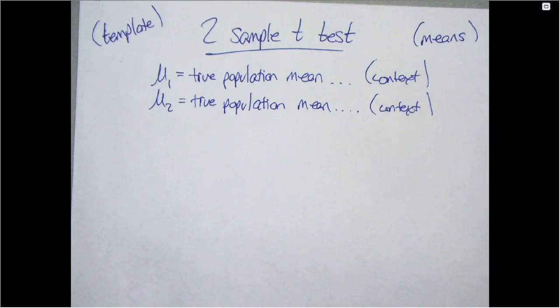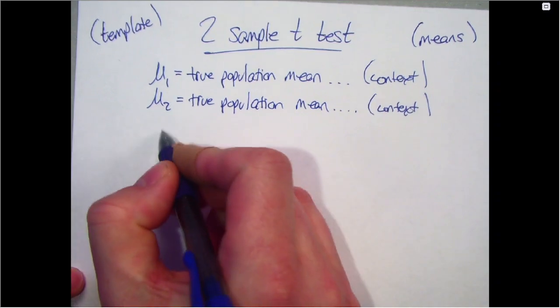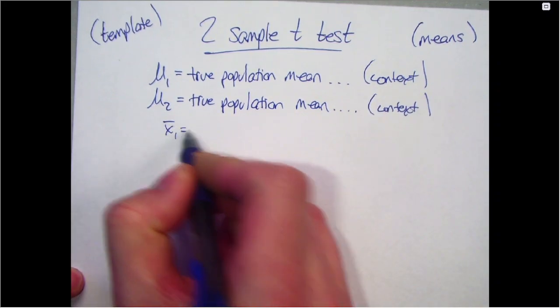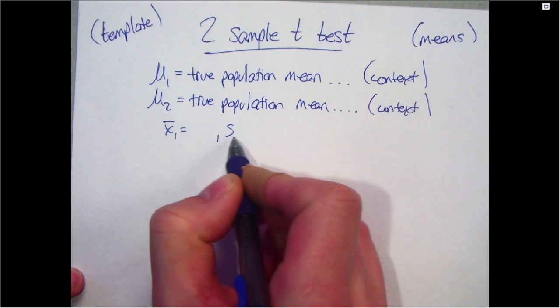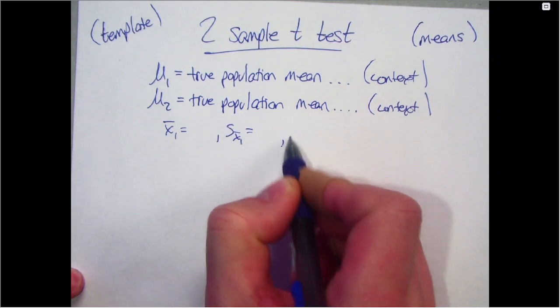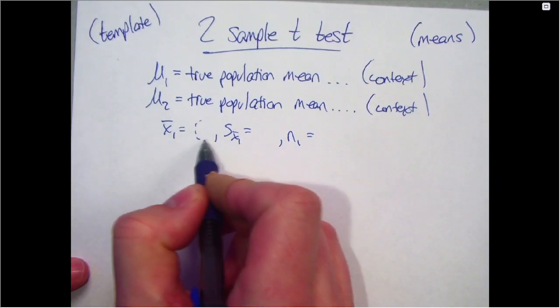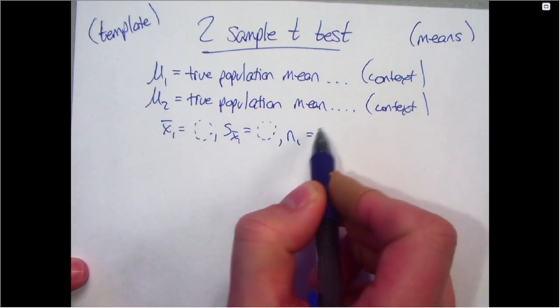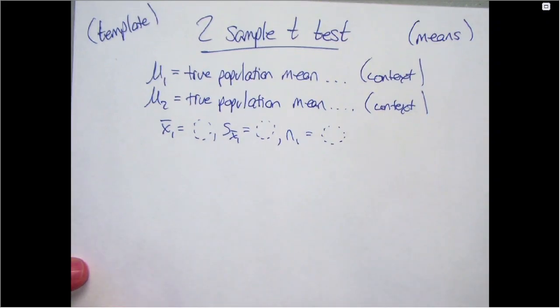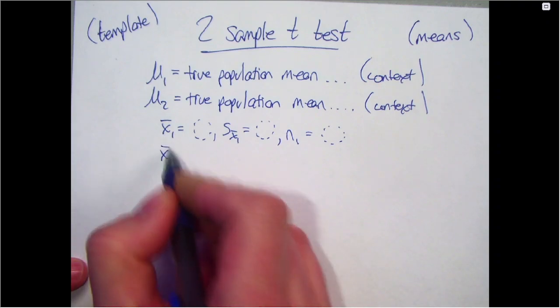And then, depending on what's in front of you, what's on your paper, whether you like to write stuff down, I don't know. I like to just go x bar 1 equals whatever, standard deviation of x bar 1 is whatever, and n1 equals, so I'm just putting the summary, and I'm filling in whatever numbers are there. And then the same with 2.